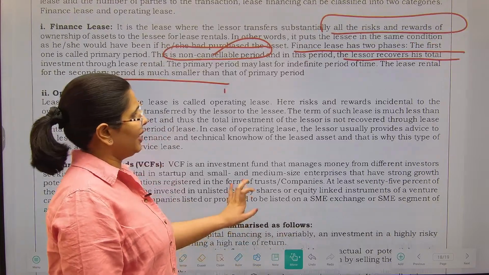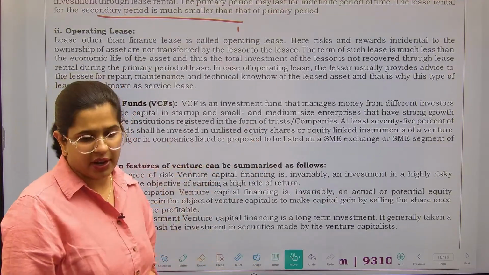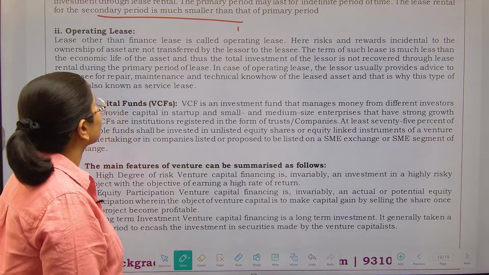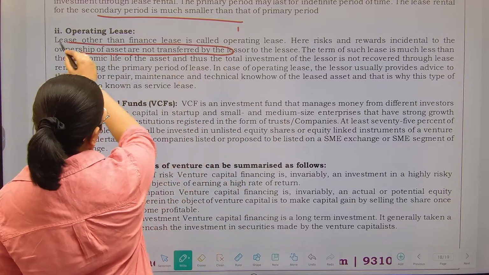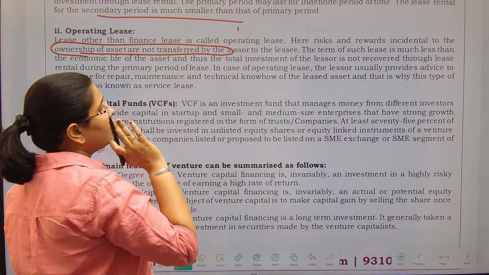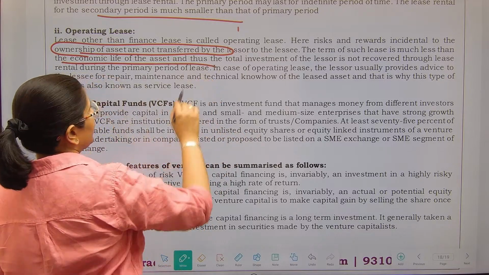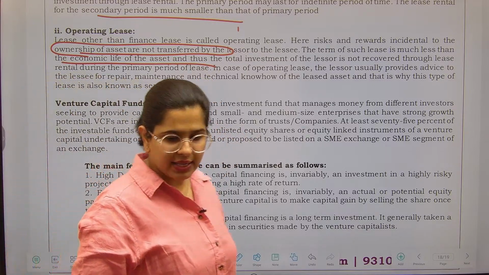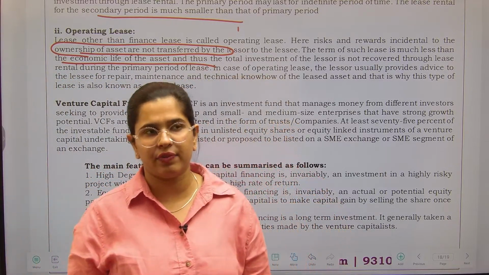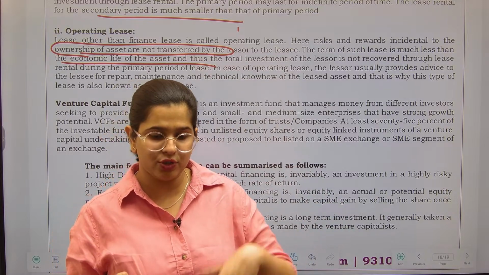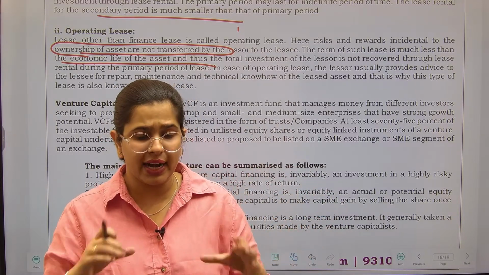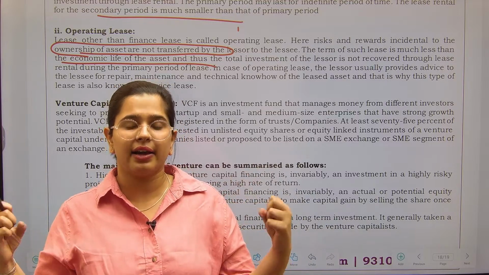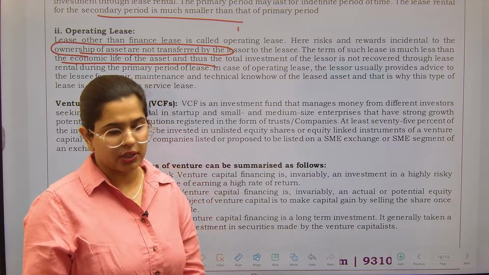Then we have operating lease. Operating lease is something very similar to rent. So here the risk and rewards related to ownership are not transferred. The term of such a lease is much less than the economic life of the asset. If my asset's life is 20 years, then I have given the asset on lease to one party for 5 years or for 6 years. So that does not cover the entire life of the asset.